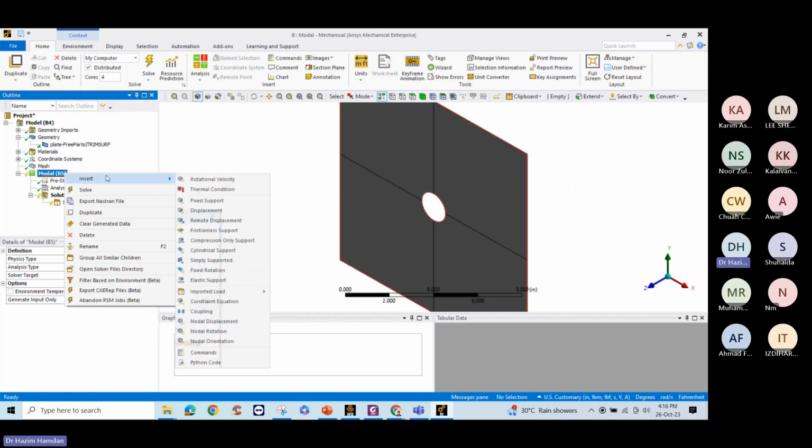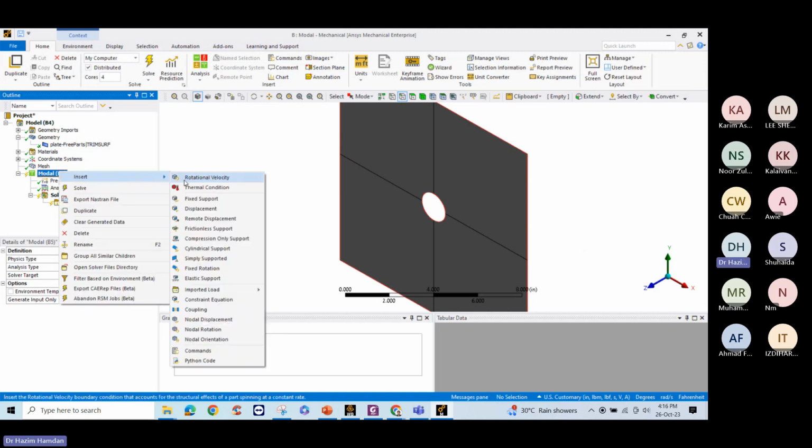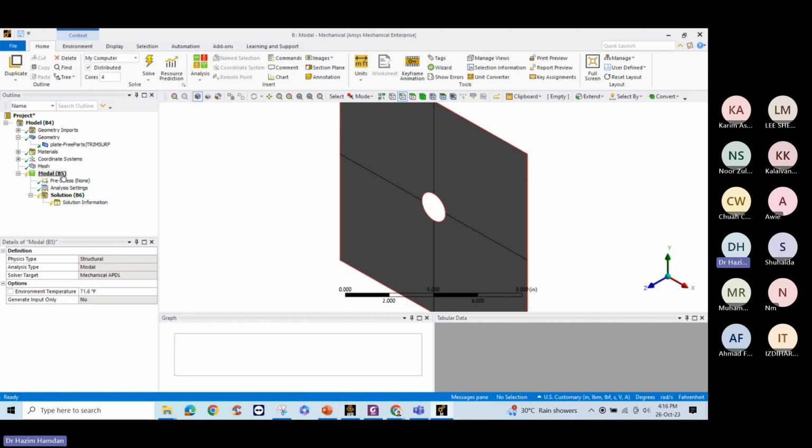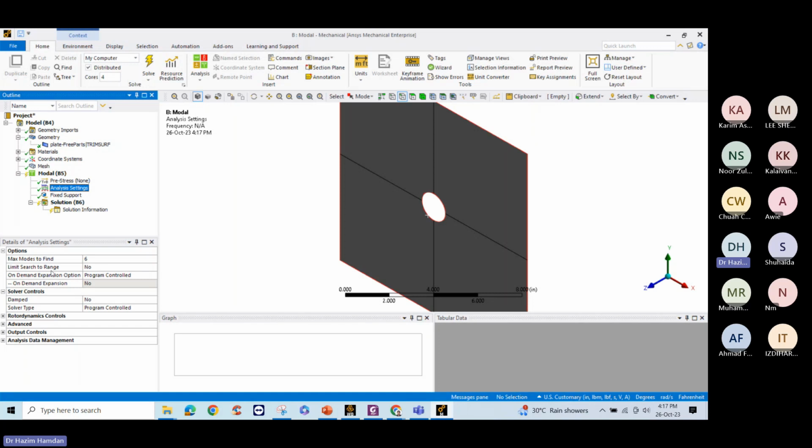For now, we want to set the center hole with a fixed support. In this model, just click fixed support and then select the edge here, and then click apply. Okay, so actually you are now ready to begin to solve the problem. You can check here.